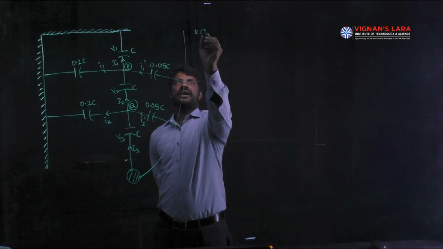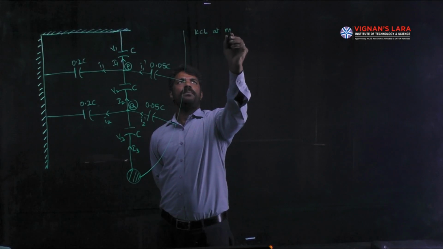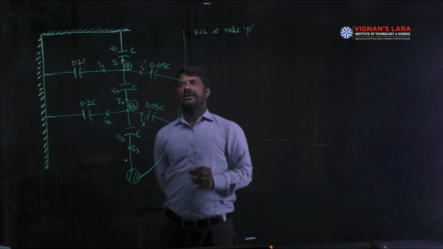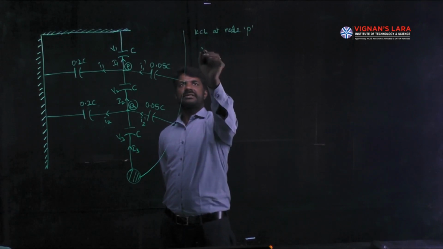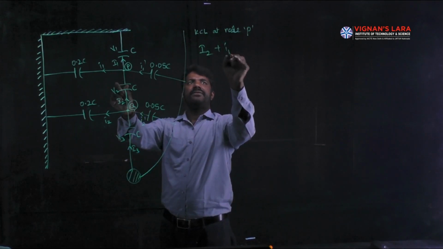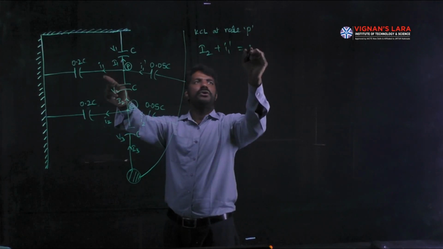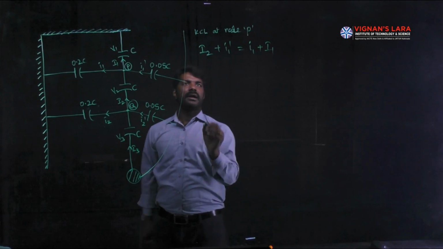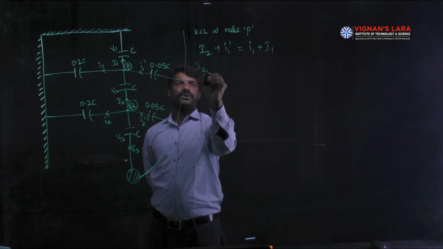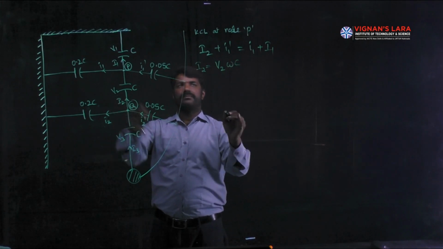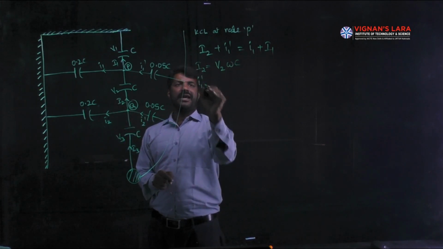So KCL at node P is given as the sum of incoming currents, I2 plus I1 dash, which is equal to small i1 plus capital I1. Coming to the currents, capital I2 is equal to V2 omega C, and next small I1 dash.